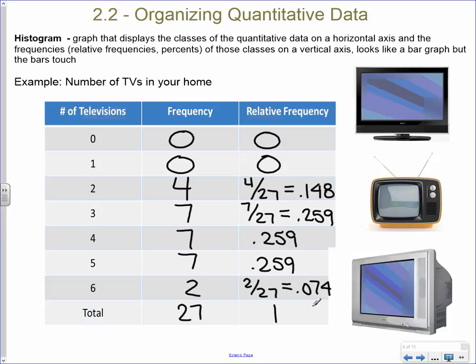This would be our relative frequency, and this column should add up to 1 or 100%, depending on if you're doing decimals or percentages.